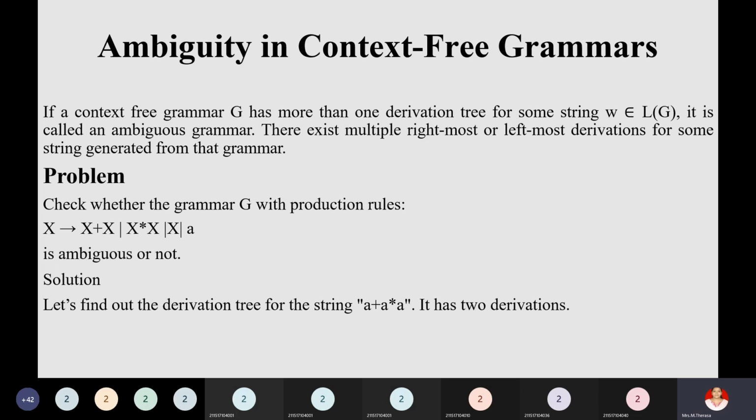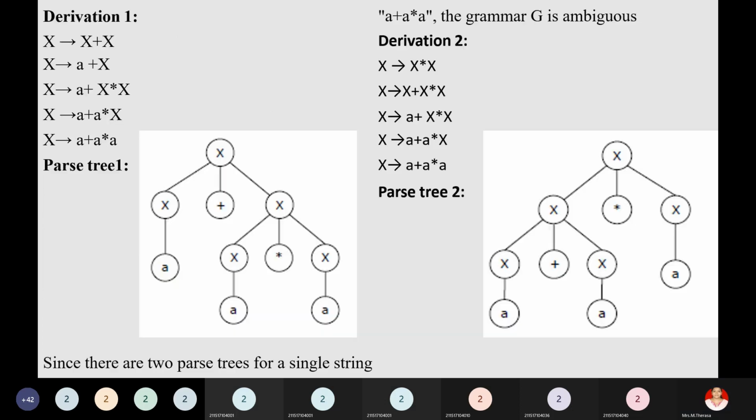Okay. So in order to check whether it is ambiguous or not, we need to choose a string and check whether there exist two different parse trees for that string. We need to check for all the strings which are generated. If there is a string which can produce two different parse trees, then we can conclude that the grammar is ambiguous grammar. For that, the string taken here is a plus a star a. In order to derive that string, there are two different derivations you can take.